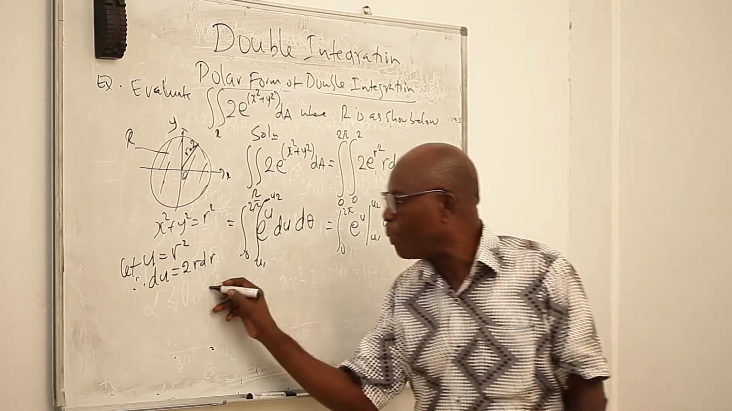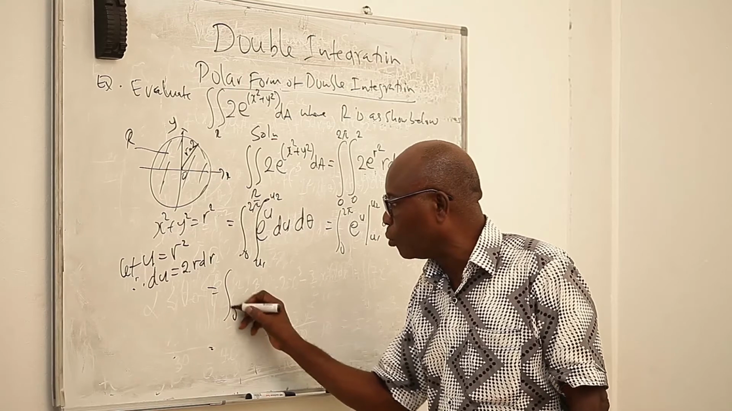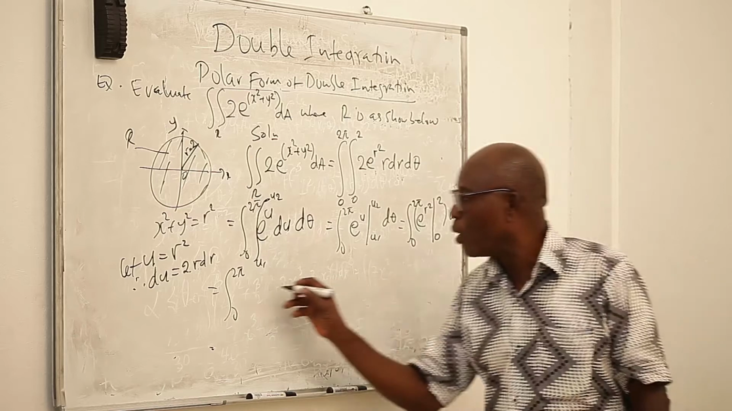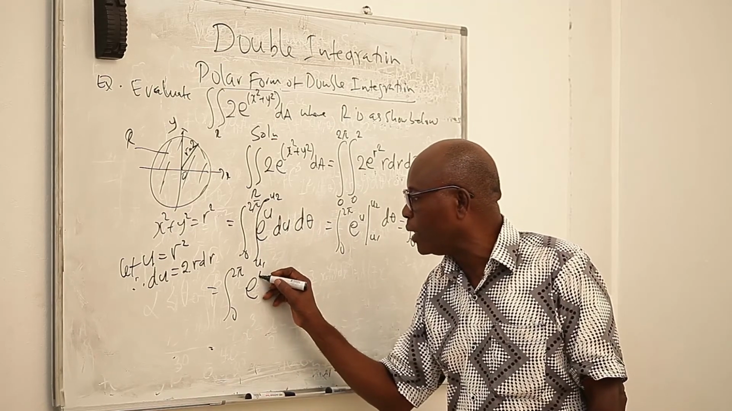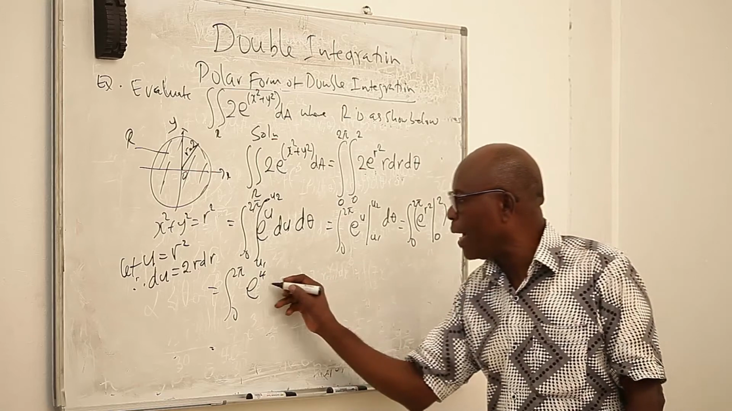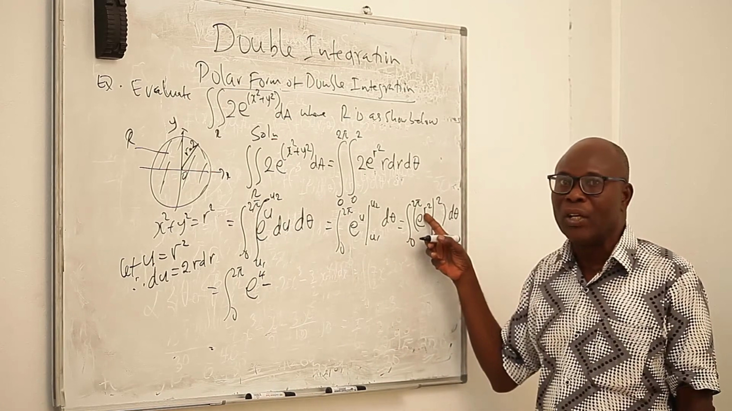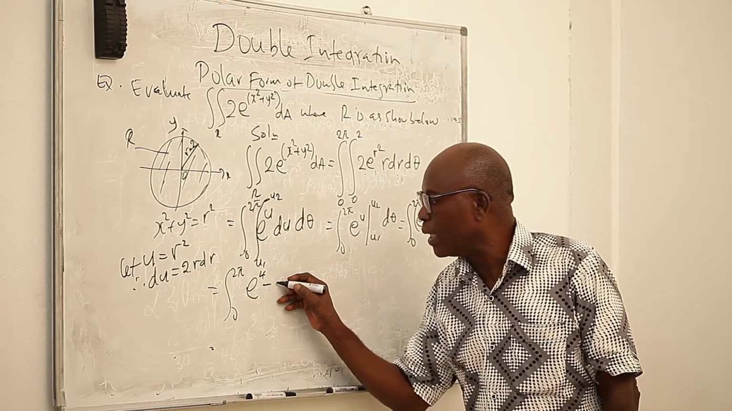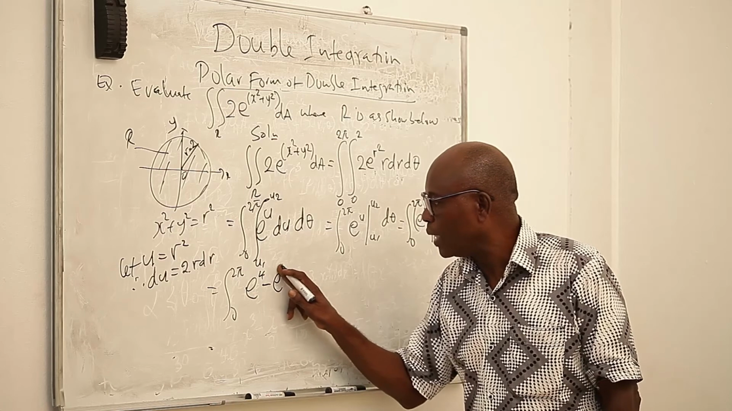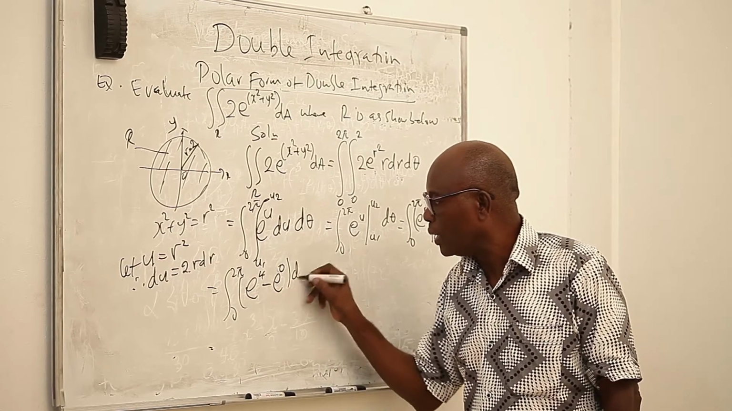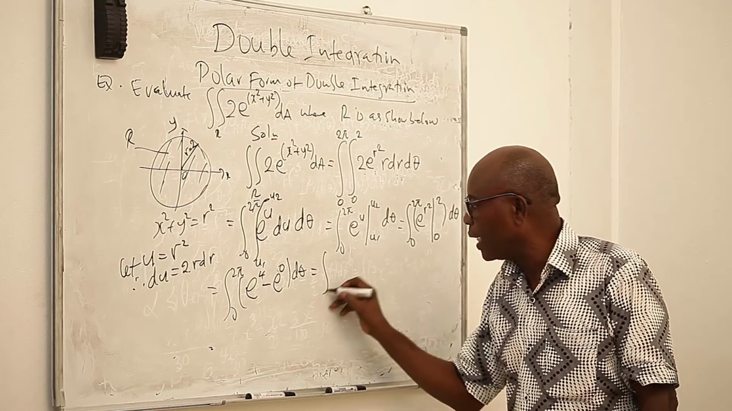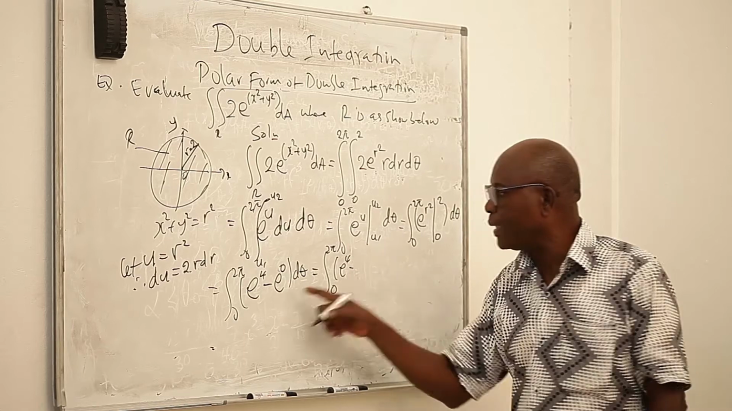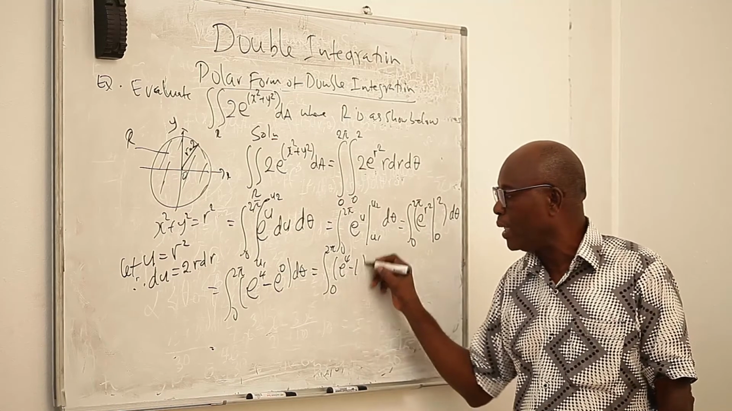And so when we put in the upper limit, which is 2, we have e^(2²), which is e^4, and then minus the lower limit. If you put 0 here, you get e^0, and we know e^0 is 1. And so this one becomes the integral from 0 to 2π of (e^4 minus e^0), which gives us 1, dθ.